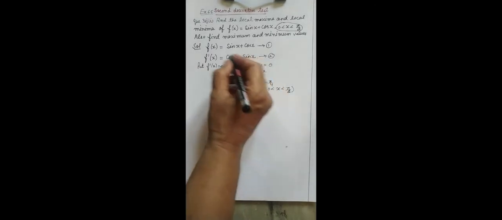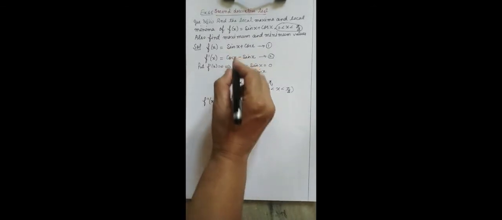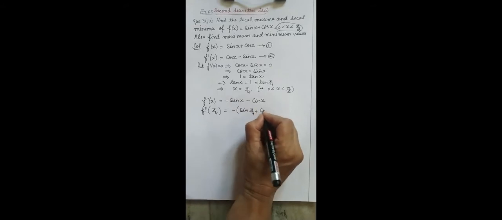Now in the case of the second derivative, we will find the double derivative of our f(x). So for this I am differentiating expression 2 with respect to x. So what is f''(x)? This will be minus sin x, since the derivative of cos x is minus sin x, minus the derivative of sin x, which is cos x. So let me find the double derivative at the point x is equal to pi by 4. So taking minus as common, it is minus (sin pi by 4 plus cos pi by 4).